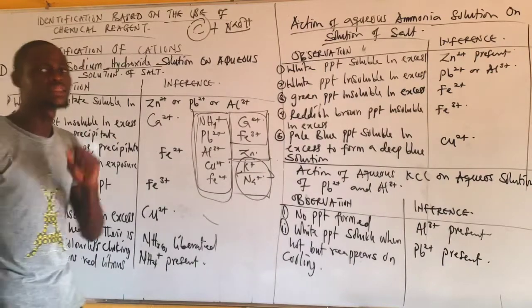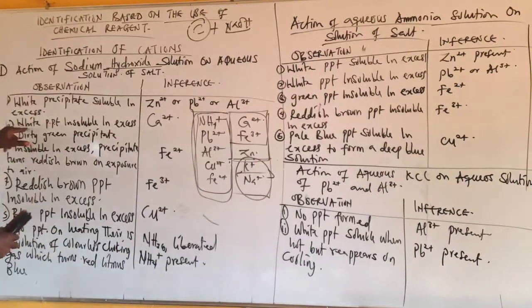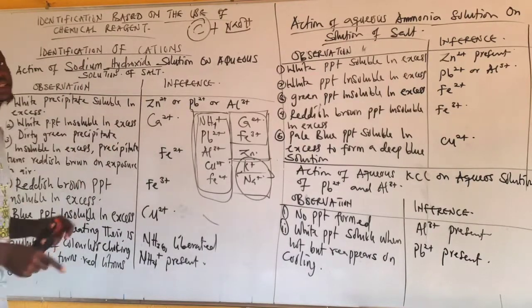Now, the next thing that we're going to be seeing is that when you add it, you are getting a white PPT which is insoluble in excess.